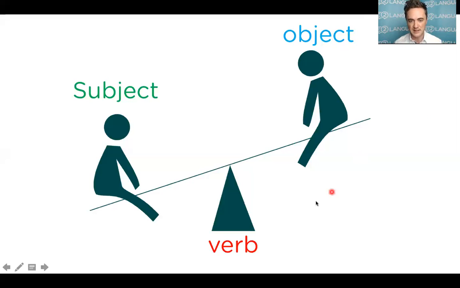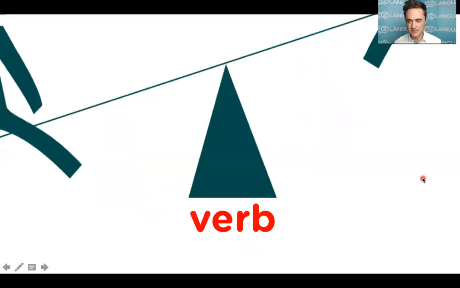So subject, verb, object. Here's the verb, right? That's the verb. It sits in the middle of the sentence. It is so important to the sentence. The verb must be correct. It absolutely must be correct, because it's probably the most important part of the sentence, right?